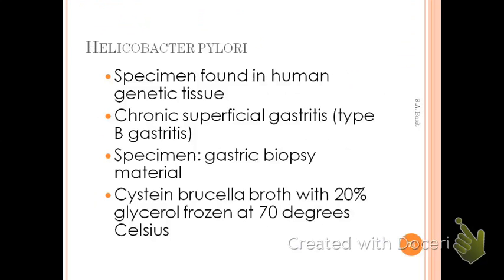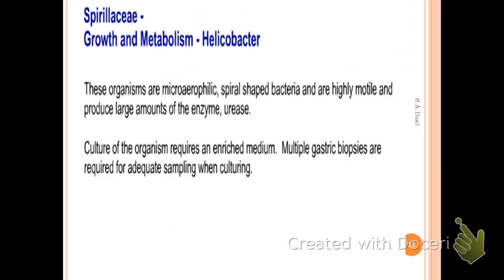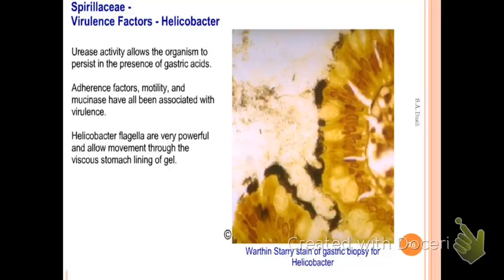Okay, so I think we have already discussed Helicobacter pylori characteristics. Gastric biopsies are important as specimens. Then the urease enzyme is also important to neutralize the gastric acid. So this is an example of a Warthin-Starry stain. You could see here that the organisms are able to invade the mucosa of the stomach.